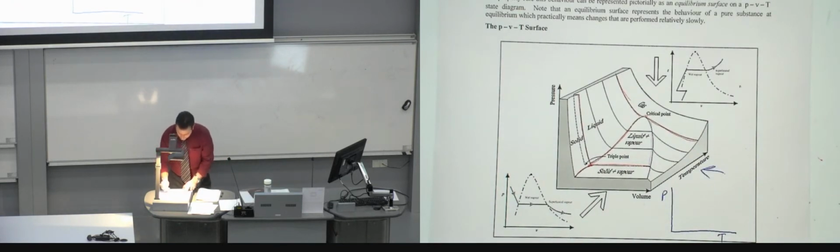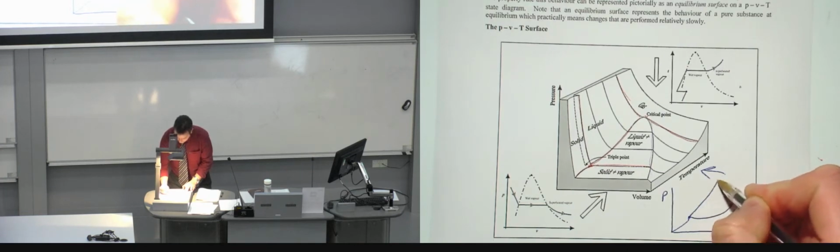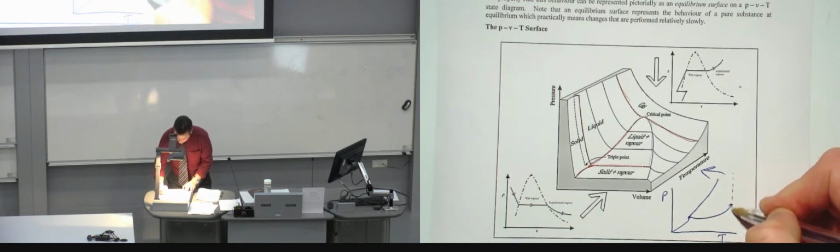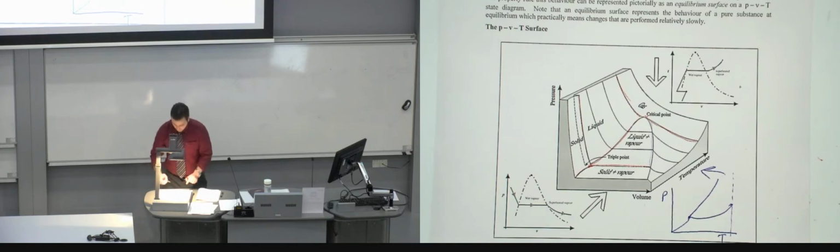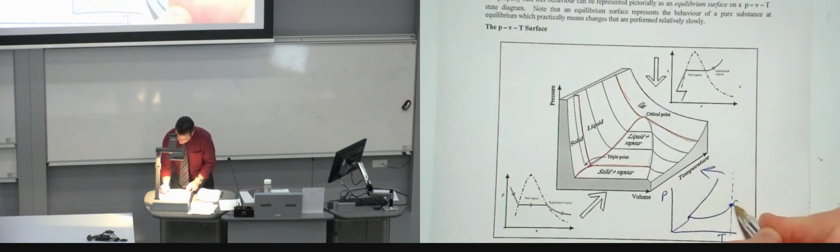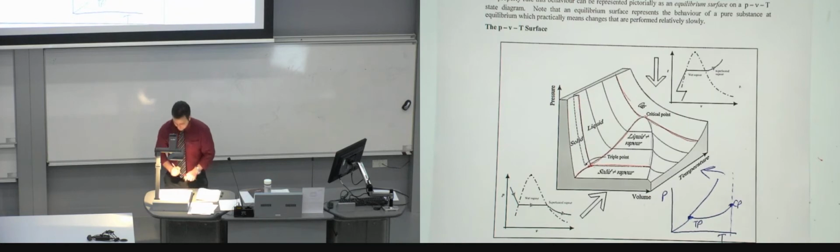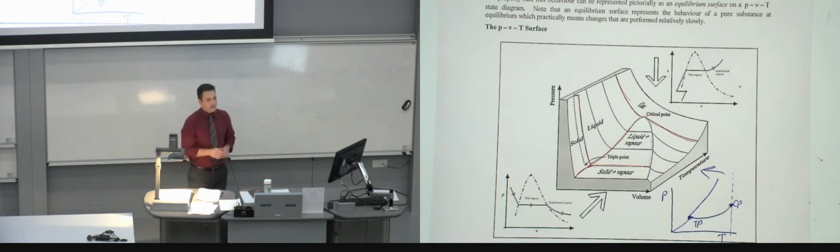And if I want to represent those lines on a 2D diagram, then it looks like this. This is the critical point here. The critical point. This is the triple point here. The two distinct points in here. And what these lines would distinguish are different phases.